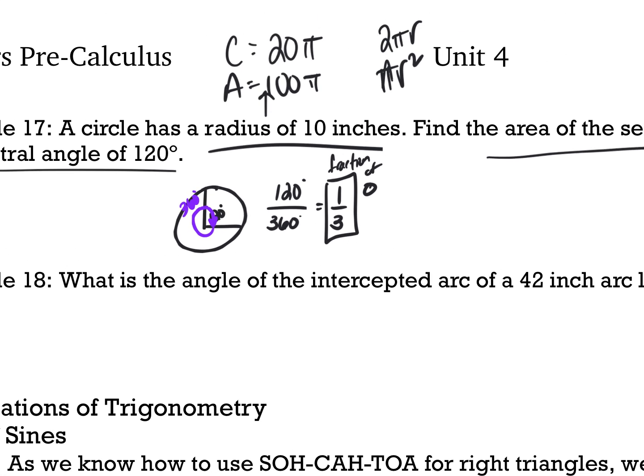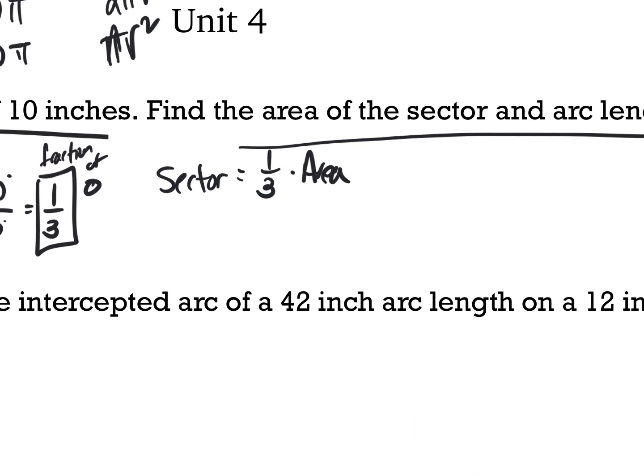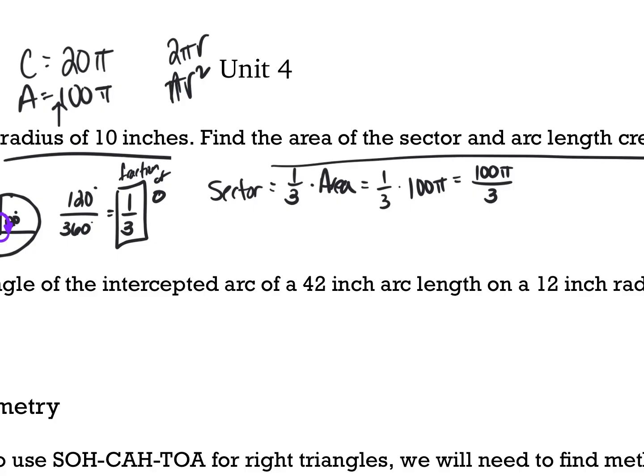So to find the sector, all I do is I take the fraction and I multiply it by the area, which I already pre-calculated at 100 pi. So 1/3 times 100 pi. And we can just write that as 100 pi over 3, and this is in inches, so inches squared. That's it. That's all you got to do. And then arc would be 1/3 times the circumference of the circle. Again, calculated ahead of time, 20 pi, so 20 pi over 3. And arc is in inches because it's just one-dimensional, so that's it. That's all you got to do.